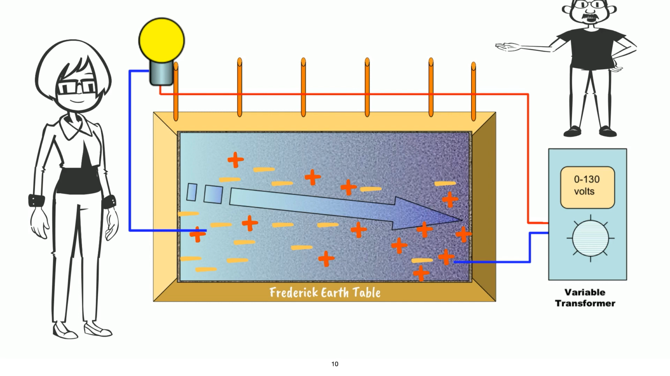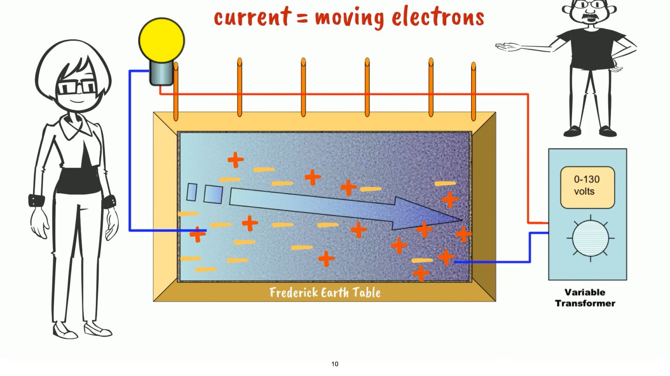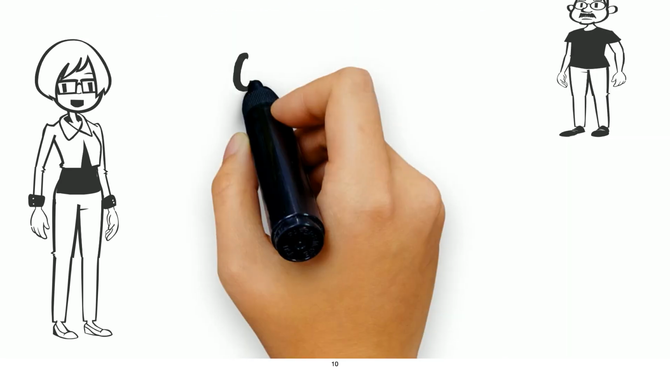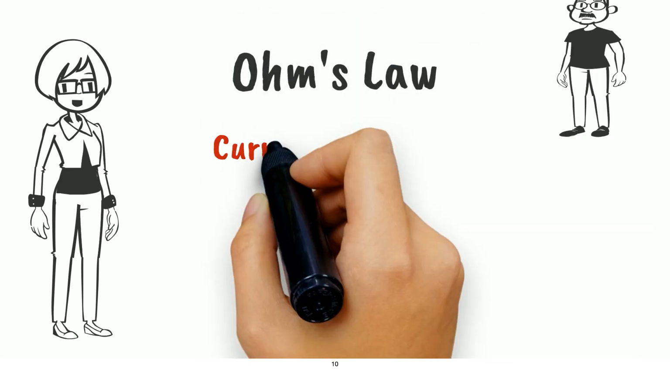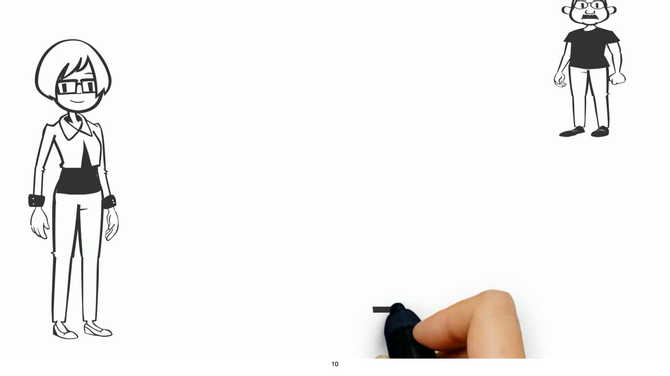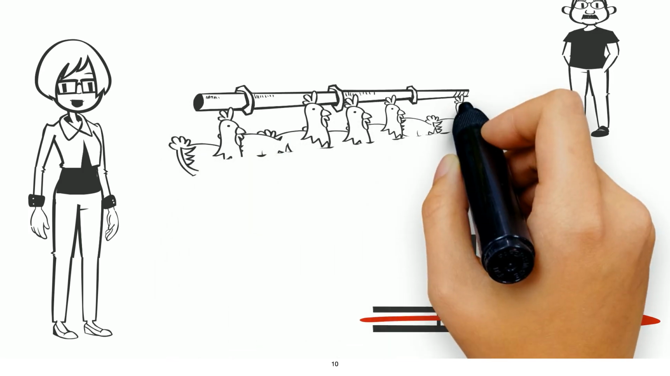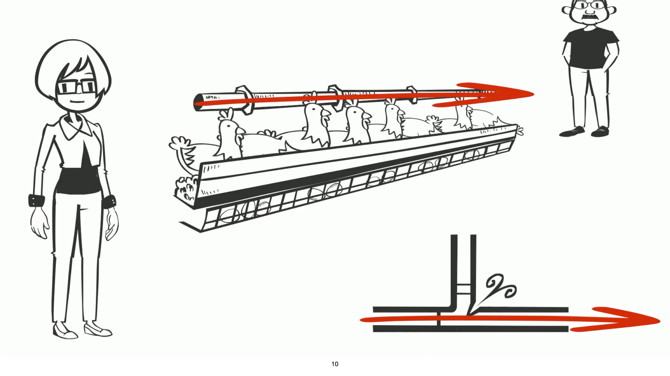The negatively charged electrons are moving along the soil and this creates a current. The definition of a current is moving electrons. There are two important laws that we need to remember. The first is Ohm's law. Current will travel along the path of least resistance. What this means is that current will flow preferentially along conductive material, like metal pipes or wires.